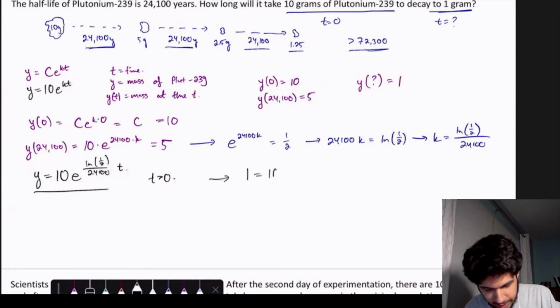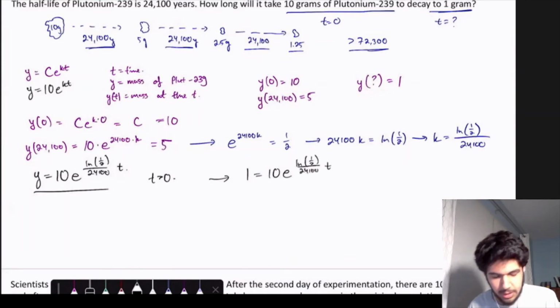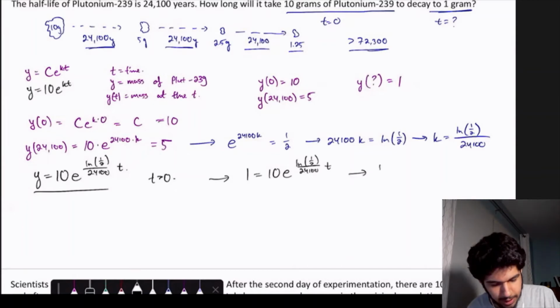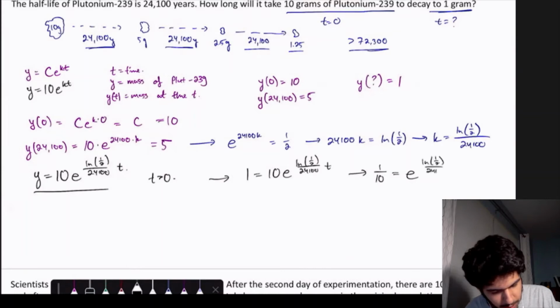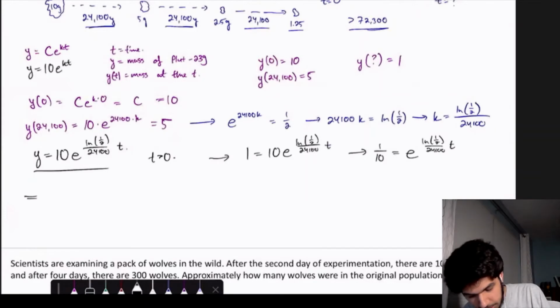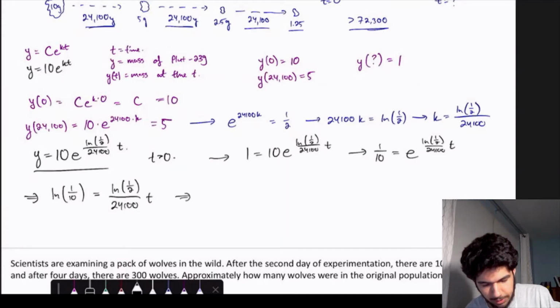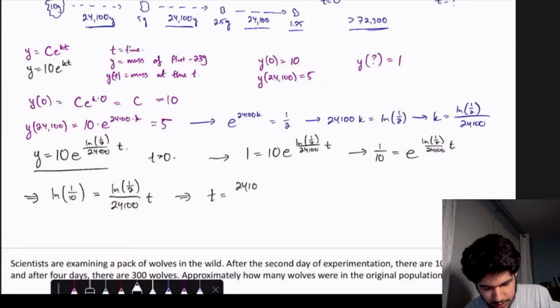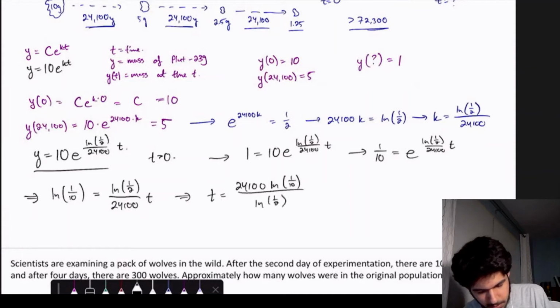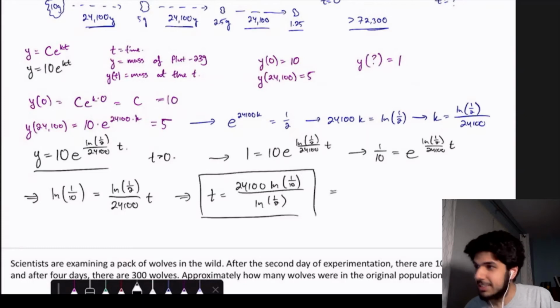So 1 equals 10e to the ln of 1/2 over 24,100 t, and we're solving for t. So we can divide by 10 on both sides. This gives us 1/10 equals e to the ln of 1/2 over 24,100 t. Can take the natural log of both sides, so ln of 1/10 equals ln of 1/2 over 24,100 t. And now we just solve for t. So that means t is equal to 24,100 ln of 1/10 over ln of 1/2. And that's our answer. What is this numerically?